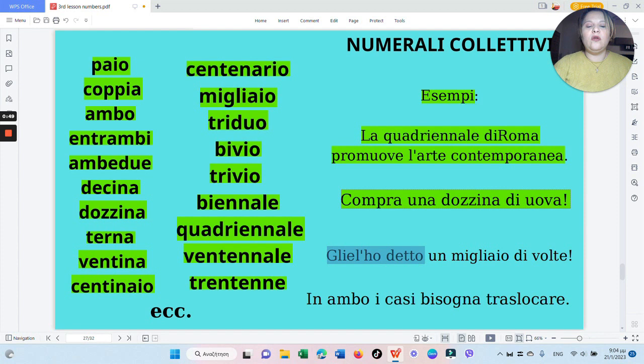Gliel'ho detto 1,000,000 di volte. I will have told him 1,000 times. Migliaio, 1,000. In ambo i casi, in both cases, ambo, both. Numerale collettivo. In both cases, bisogna traslocare. We have to move. Okay, let's proceed.